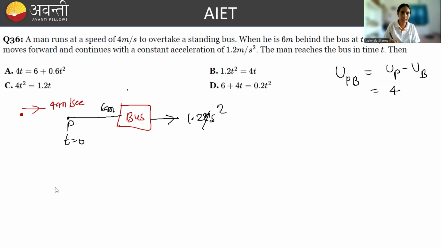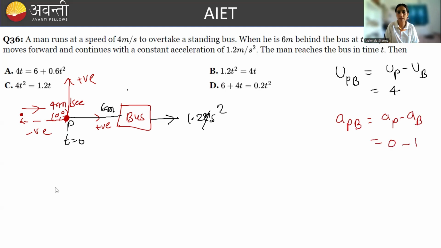Before we go on to write equations and everything, let me fix the origin. Suppose the initial position of this person I am taking as origin, 0, 0. And this direction I'm taking as positive. This will become negative. Now let's write acceleration of person with respect to bus. So a_P minus a_B, a_P is 0, minus 1.2. 1.2 is in forward direction, so positive. So this is this. Now displacement of person with respect to bus initially. So s_P minus s_B, and this is going to be 0 minus 6.